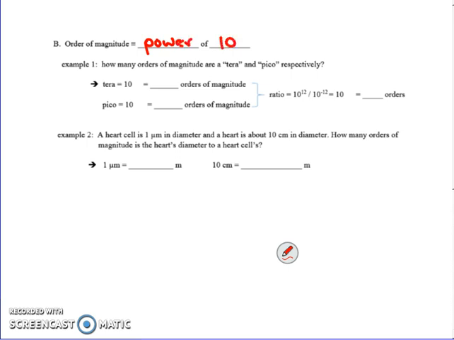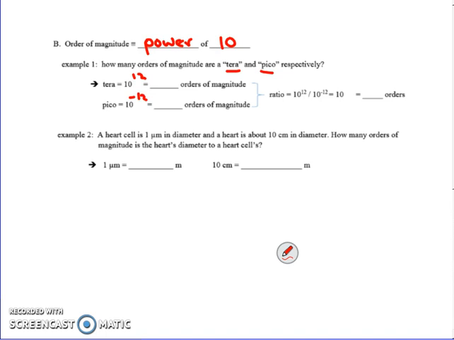Okay, so for example, let's say I want to know how many orders of magnitude the terms tera and pico mean, respectively. Again, you're not expected to know those off the top of your head. You go to your reference tables, we look up the word tera, and we see it's 10 to the 12th, and pico is 10 to the negative 12. So tera is a huge amount, a trillion. Pico is a tiny amount, a trillionth.